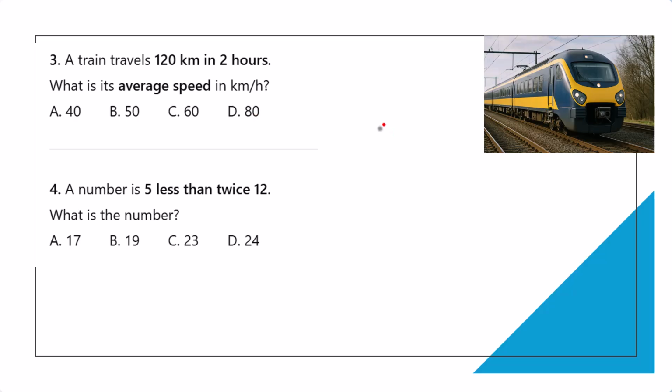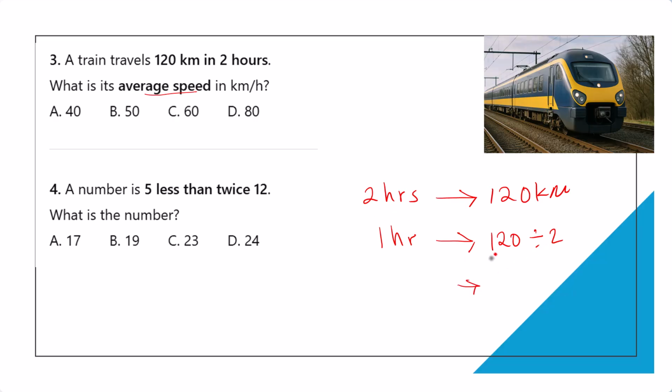All right, so I hope that you tried that. Now, this train is traveling 120 kilometers in 2 hours. So in 2 hours, the train has done 120 kilometers. When they talk about the average speed, what they're asking is, every 1 hour, how many kilometers does it do? To work out that, we divide 120 by 2.